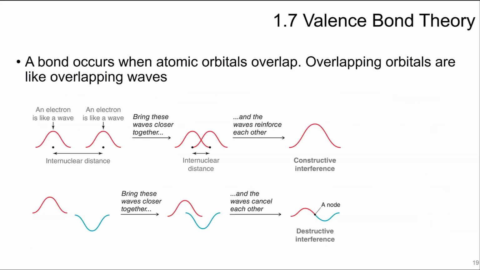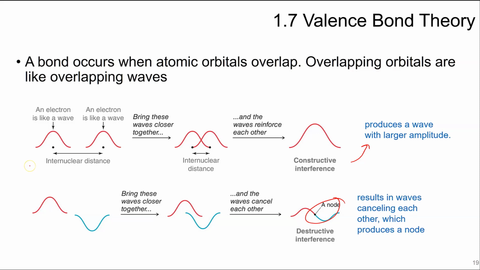A bond occurs when atomic orbitals overlap. Overlapping orbitals are kind of like overlapping waves. If you have 2 electrons coming from different waves, and you bring those waves closer together, that closes in their internuclear distance, and those waves reinforce each other and get bigger and form constructive interference, which produces a larger amplitude wave. But if you have waves in opposite directions and you bring those together, they cancel each other out. That forms a node and gets you destructive interference, which results in canceling waves.